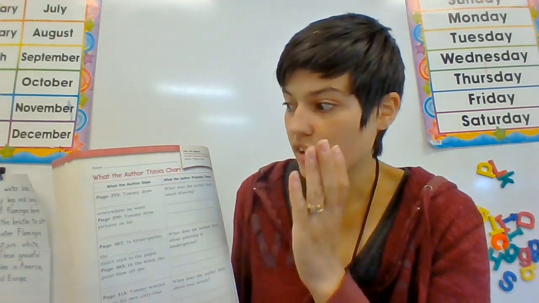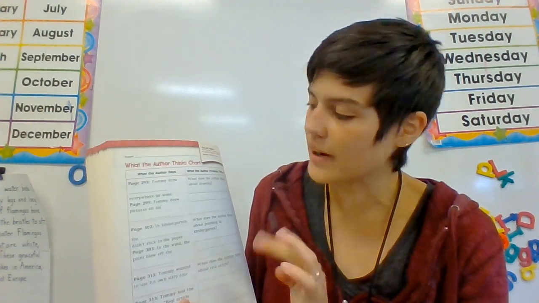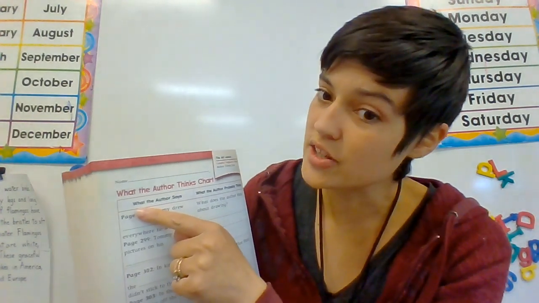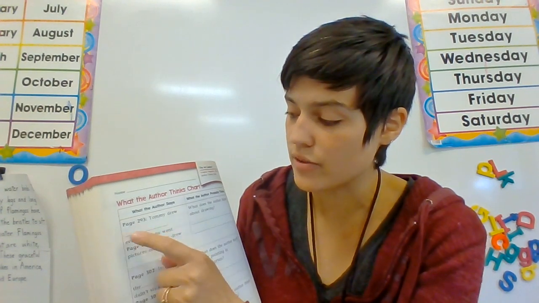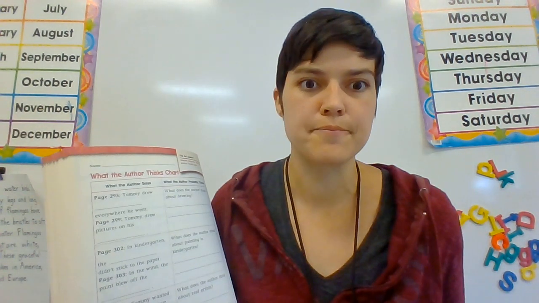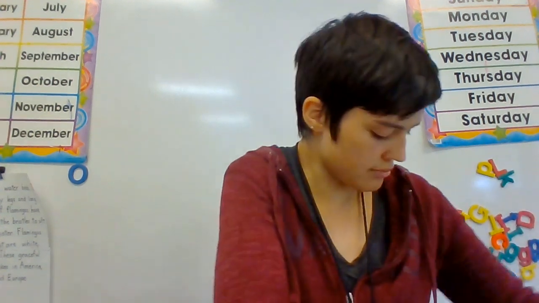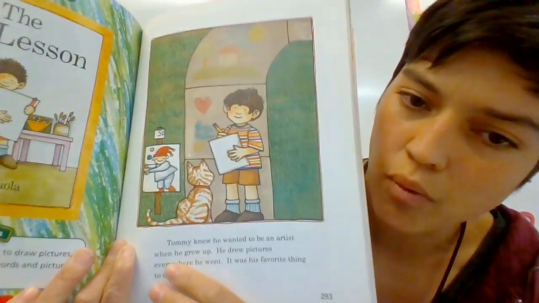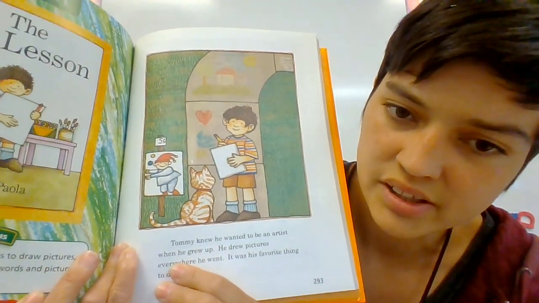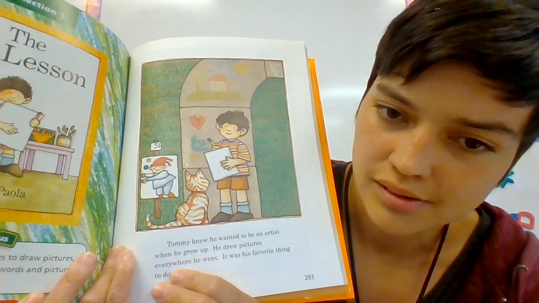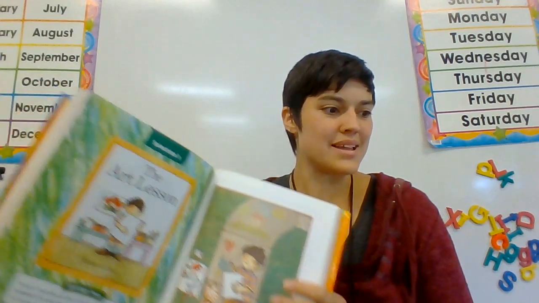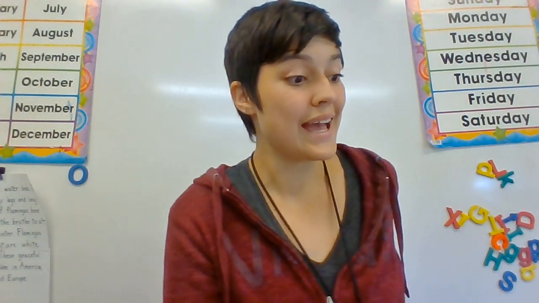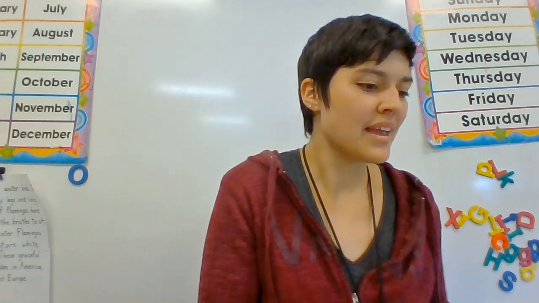So let's try and think very carefully about this. Here on the chart it says what the author says. On page 293, Tommy drew blank everywhere he went. So let's look at page 293, shall we? Here it says what? It says he drew pictures everywhere he went. So Tommy drew pictures everywhere he went.